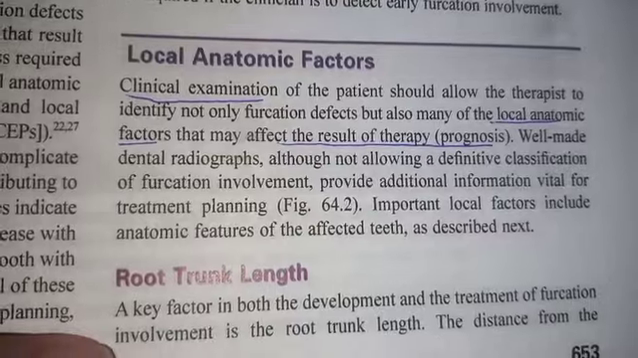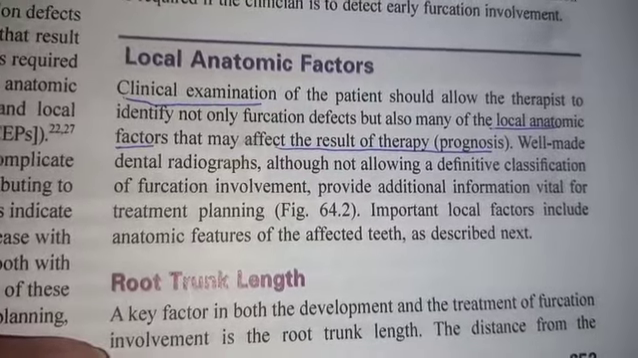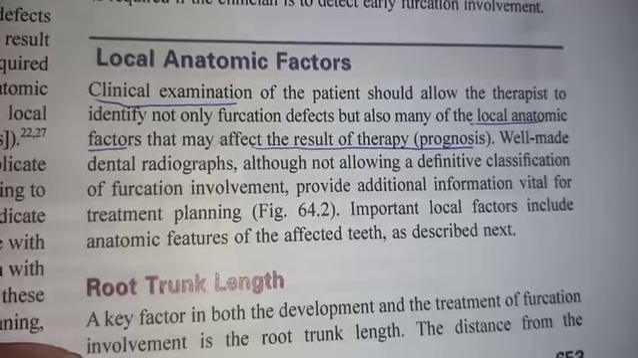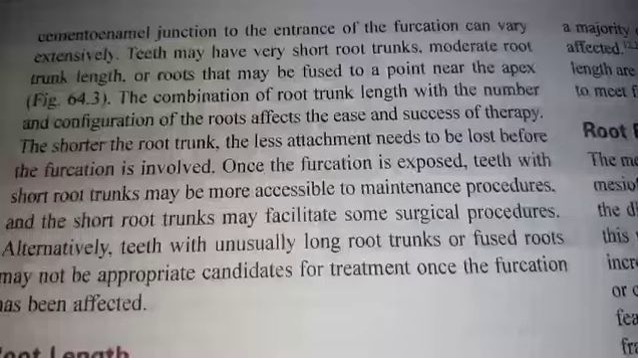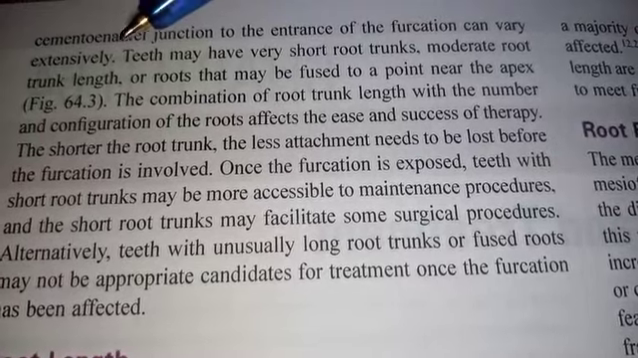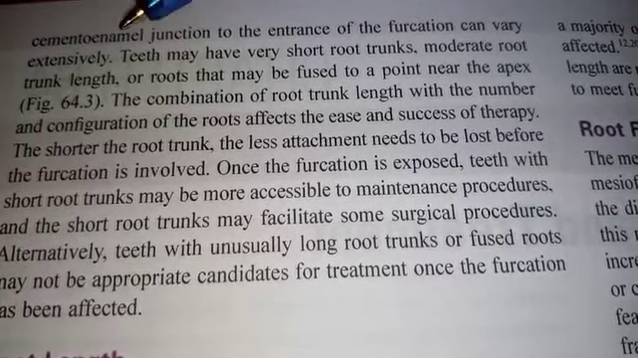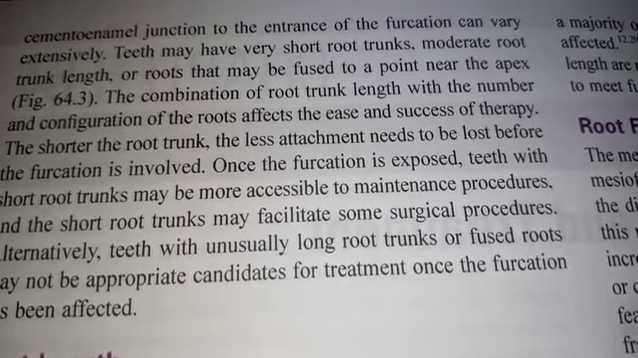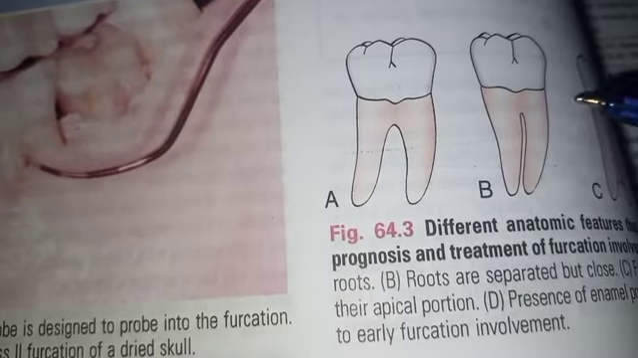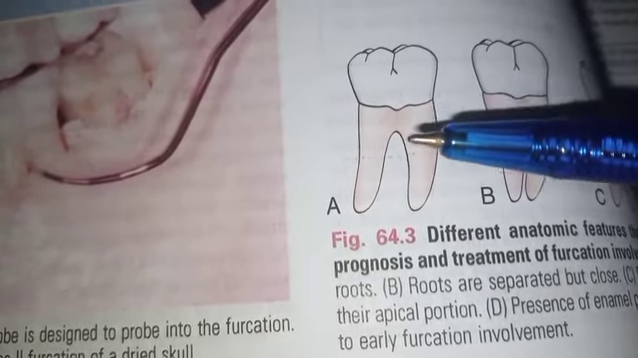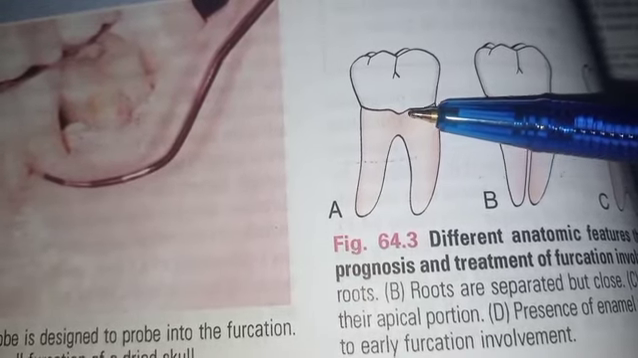Root trunk. Root trunk is a very important key factor in both the development and treatment of furcation. Root trunk length is basically the distance from the cemento-enamel junction to the entrance of the furcation, and it can vary extensively. So it is the root trunk from the cemento-enamel junction to the entrance of the furcation. This is your root trunk.